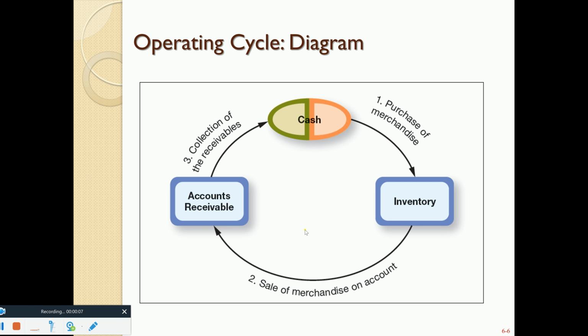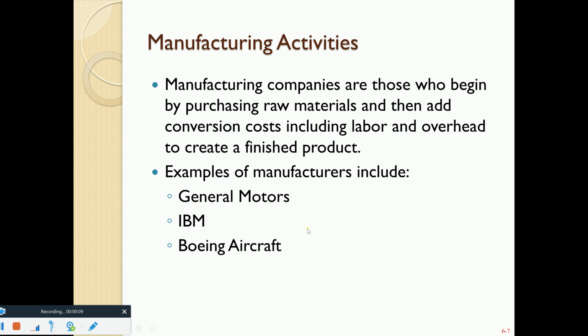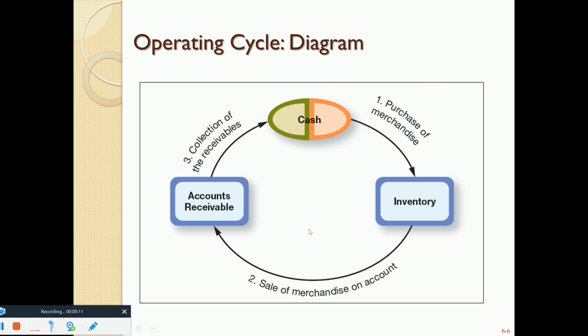In Chapter 6, we are looking at the operating cycle as it relates to retail companies as well as manufacturing companies, but specifically we're going to concentrate on retail and distribution companies. Well, the operating cycle includes basically selling a product for a profit. That's the whole idea. So as you see on this diagram, we start with cash, and then what we do with it is we go out and we purchase merchandise.